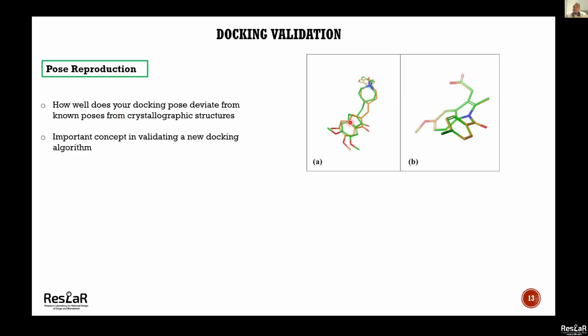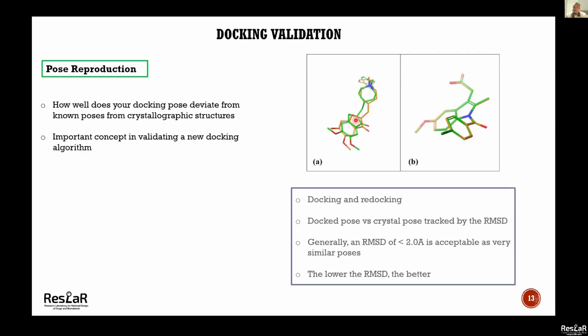So let's say the compound in green is the redocked one, and the compound in orange is the original structure. So you align both of them and you can compute RMSDs. So you dock, what we call docking and redocking. So that's also one way.